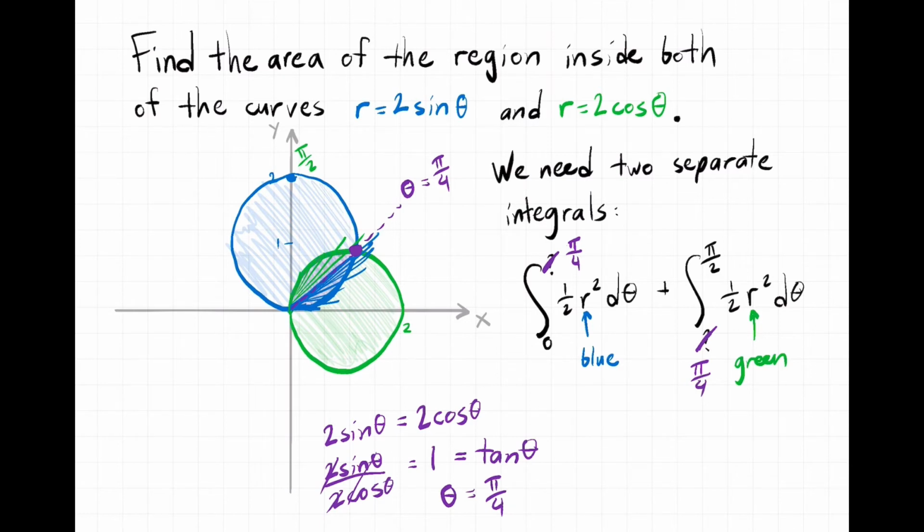So we should be ready to go here. We should be able to set up both of these integrals and solve them. So we're ready to solve for our area here. So the area is going to equal the sum of two integrals.